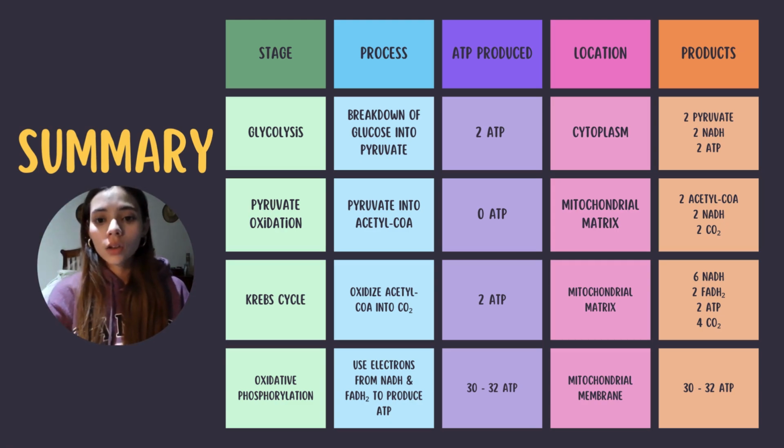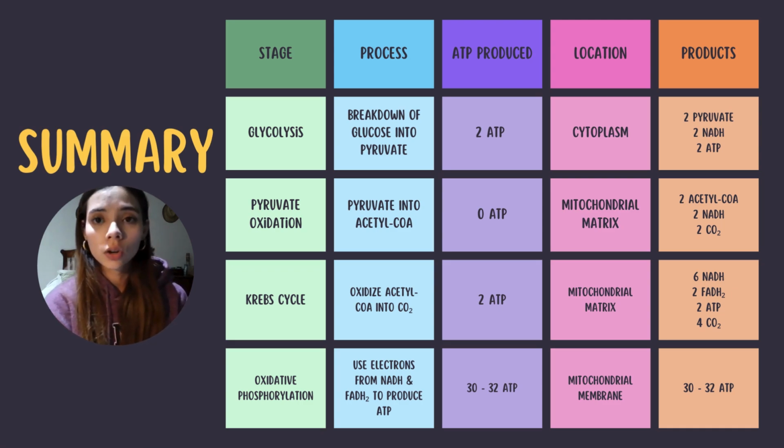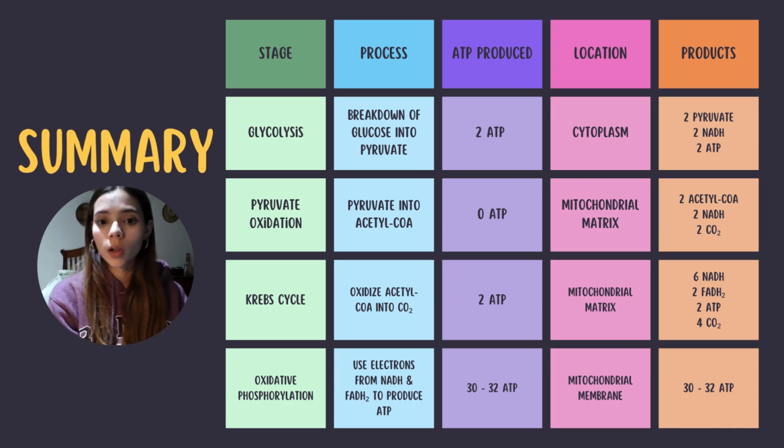The Krebs cycle consists of the acetyl-CoA oxidizing into CO2, producing 2 ATP molecules, all in the mitochondrial matrix, as well as 6 NADH molecules, 2 FADH2 molecules, and 4 CO2 molecules. On the other hand, the oxidative phosphorylation process consists of using electrons from the NADH and FADH2 to produce around 30 to 32 ATP molecules. This whole process is done in the mitochondrial membrane, and the main products are the ATP molecules.